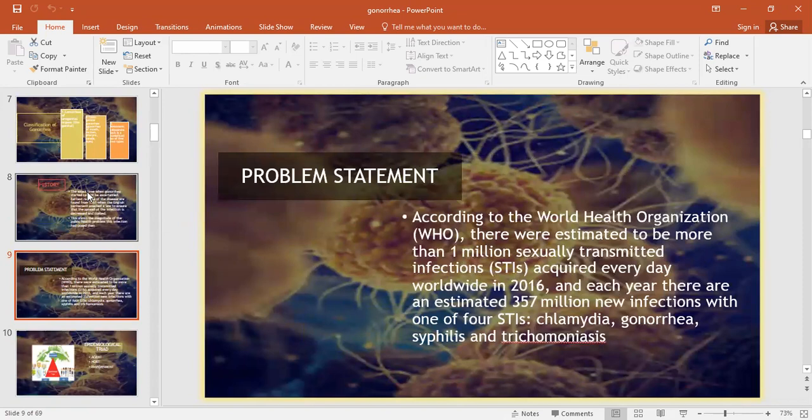Problem statement. According to the World Health Organization, there were estimated to be more than 1 million STIs acquired every day worldwide in 2016. And each year, there are an estimated 357 million new infections with one of four STIs: chlamydia, gonorrhea, syphilis, and trichomoniasis.